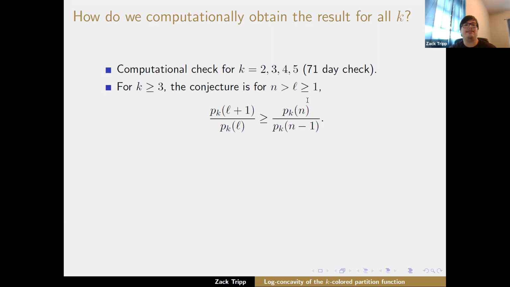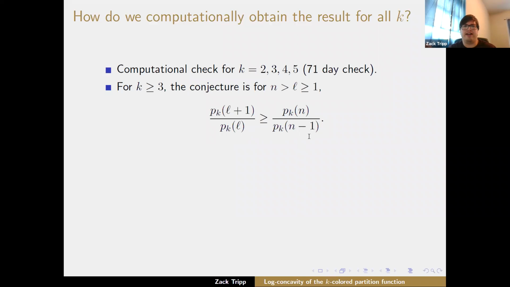And so now to see how we obtain the result, I'm going to claim that from here, we can actually conclude the result for all k. And I'm going to rewrite our inequality in a couple different ways. So first of all, just by dividing by a couple of the terms in the inequality, we can rewrite it as p sub k of L plus 1 divided by p sub k of L is greater than or equal to p sub k of n divided by p sub k of n minus 1.